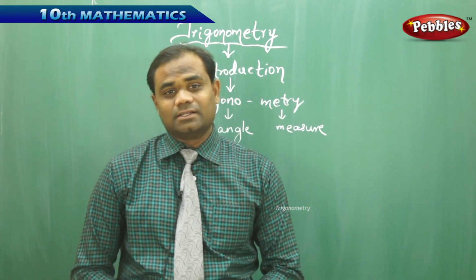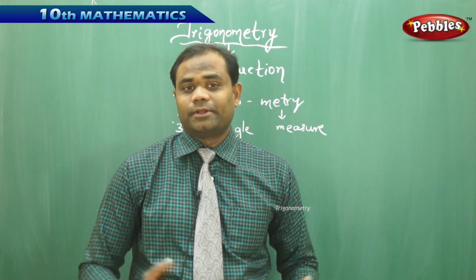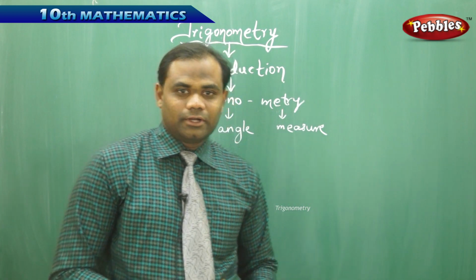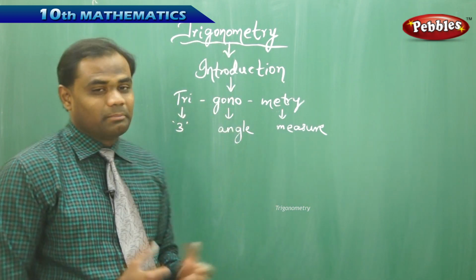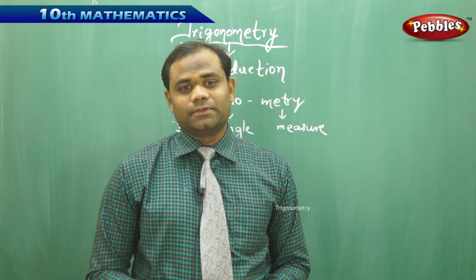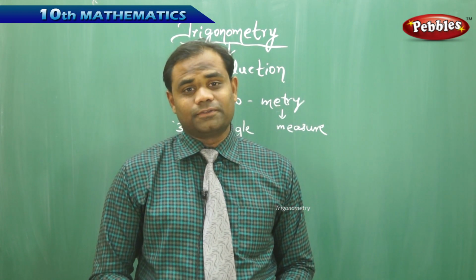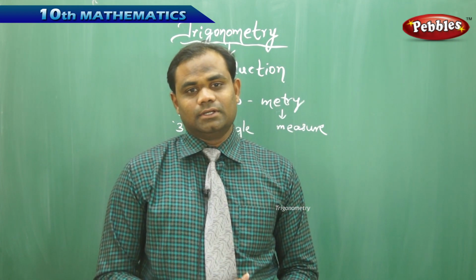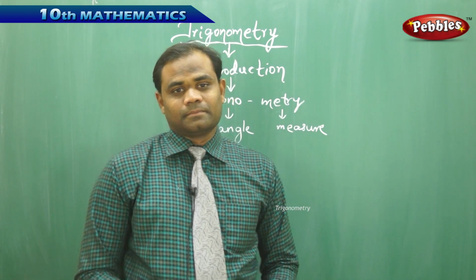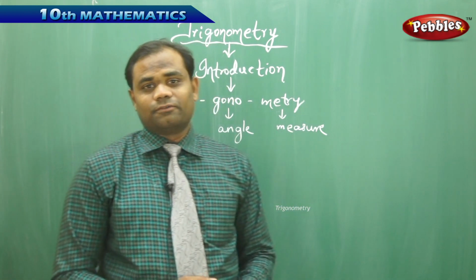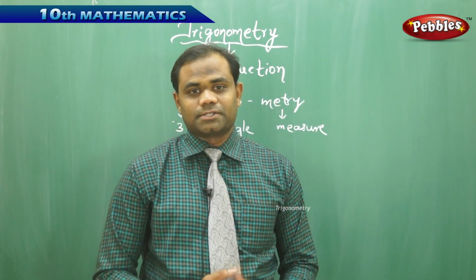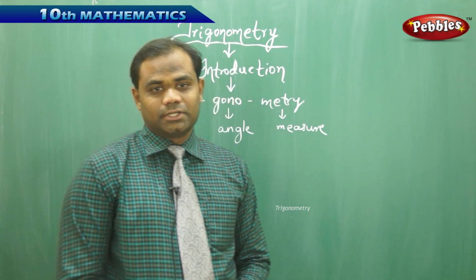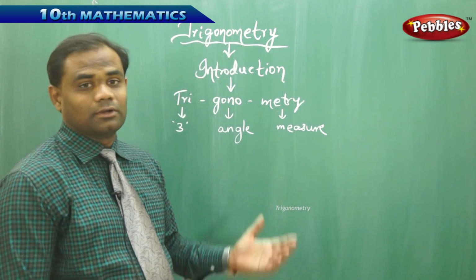Measure of three angles of a triangle is called trigonometry. So trigonometry is the measure of three sides or three angles of a triangle. In general, what is the purpose of trigonometry? Why did mathematicians put effort into researching and identifying the topic of trigonometry?